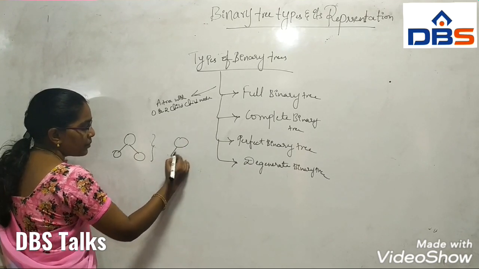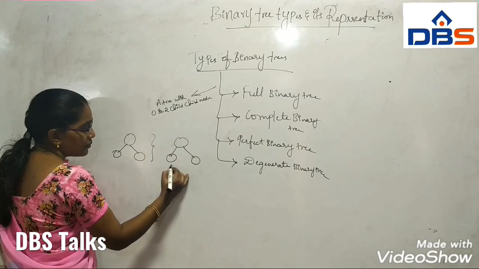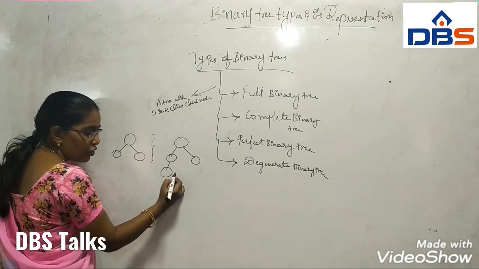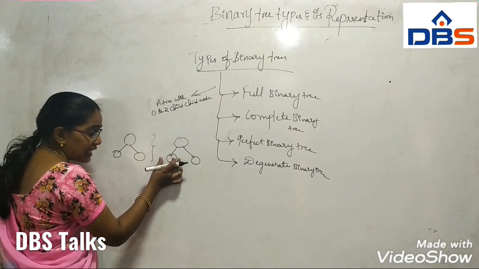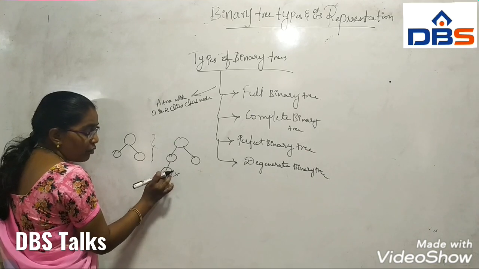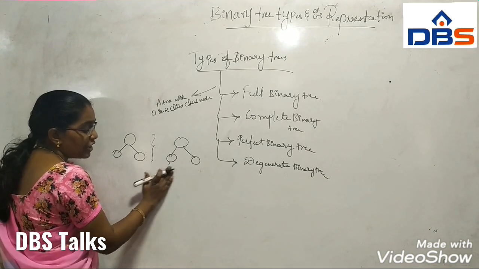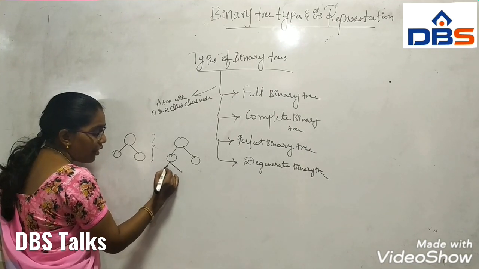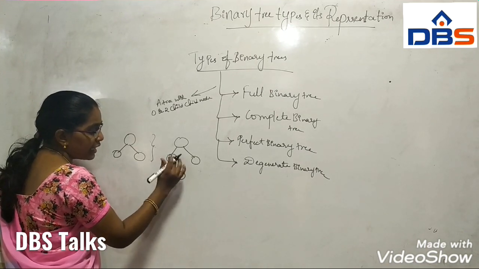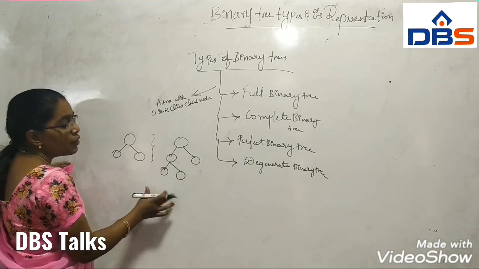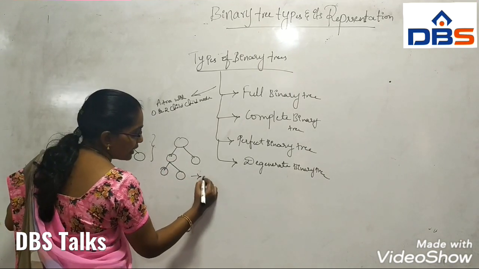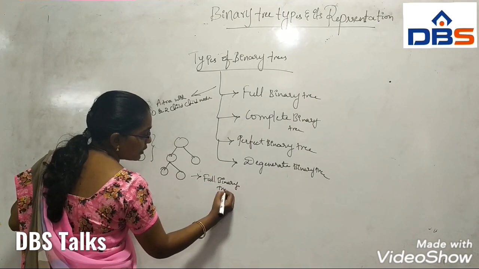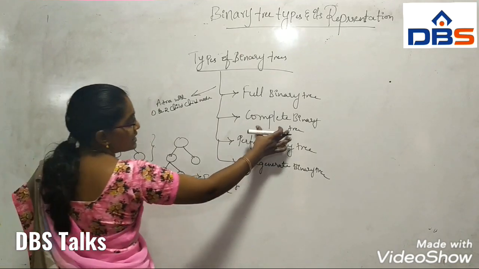Let us take another example. Can we say it as a full binary tree? No. Why? Because for this particular node, here we are having one child node. What is the condition of the full binary tree? For a particular node, we must have 2 child nodes. Then we can say it as a full binary tree. See? Now, let us see the next example.